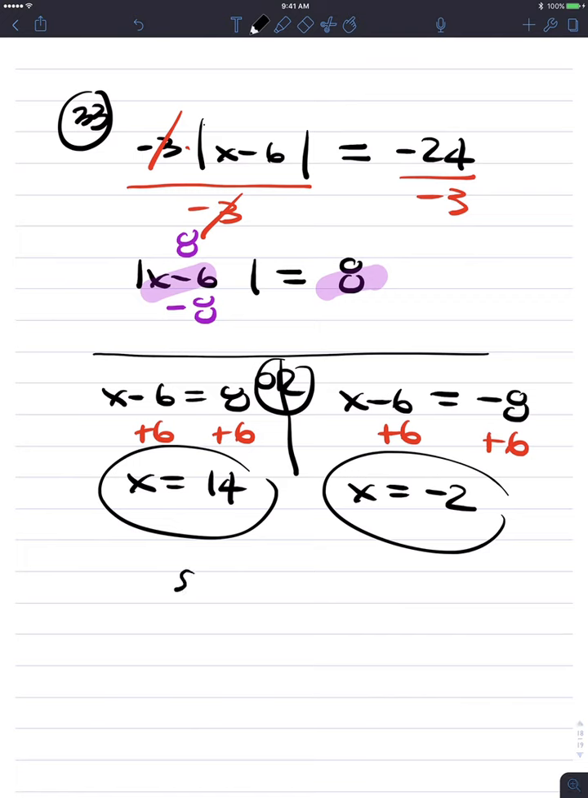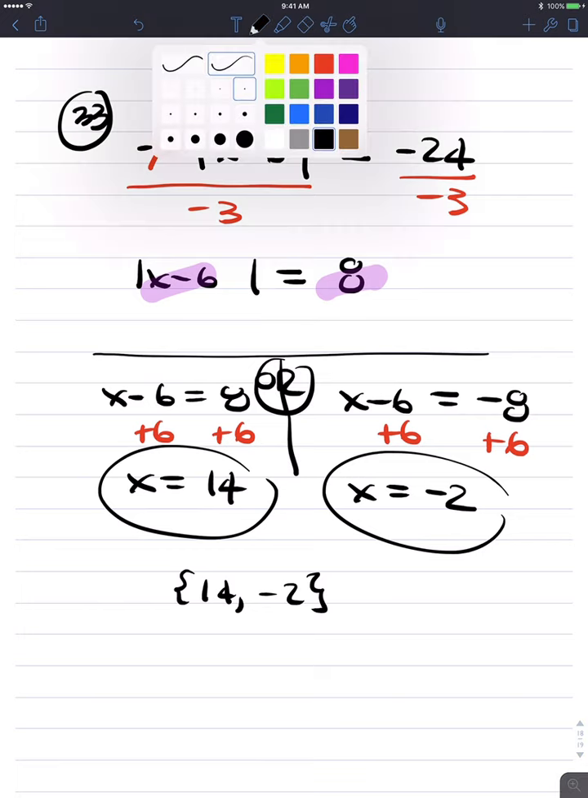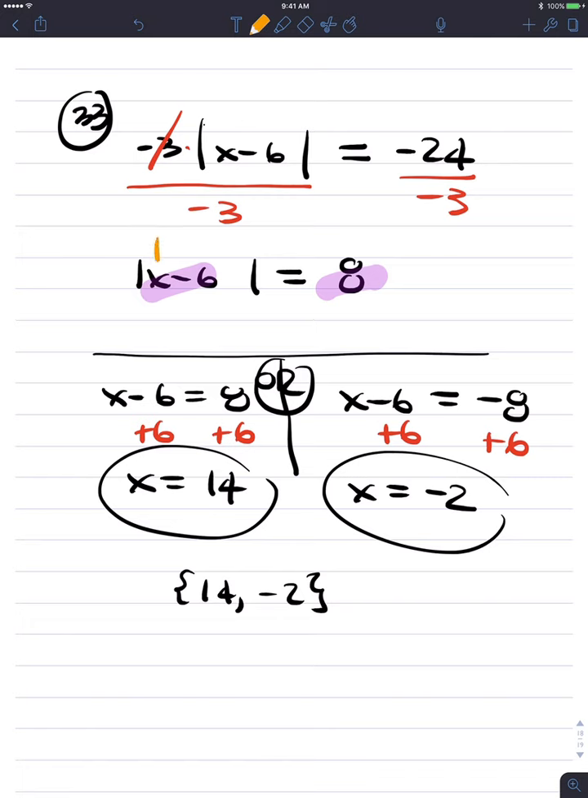So these answers for x, again, to make clear, I know x minus 6 is 8 and negative 8, but if I let x be 14, if I let x be negative 2, notice this, that 14 minus 6 is the 8, and negative 2 minus 6 is the negative 8. So both of these numbers are solutions.